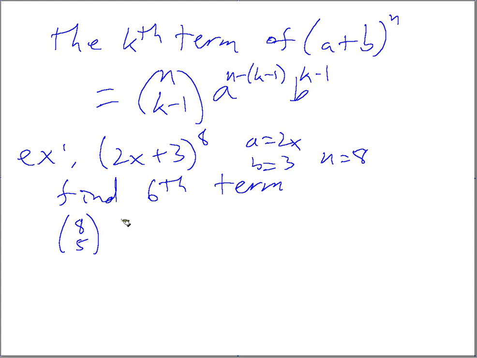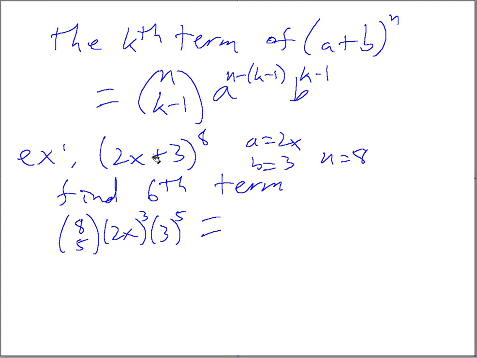But the rest is the same. It's going to be 2x to the what? 8 minus 5 is 3, and 3 to the what? 5th power. Can we see that? So you can certainly find any term in a binomial expansion if you use this concept correctly.